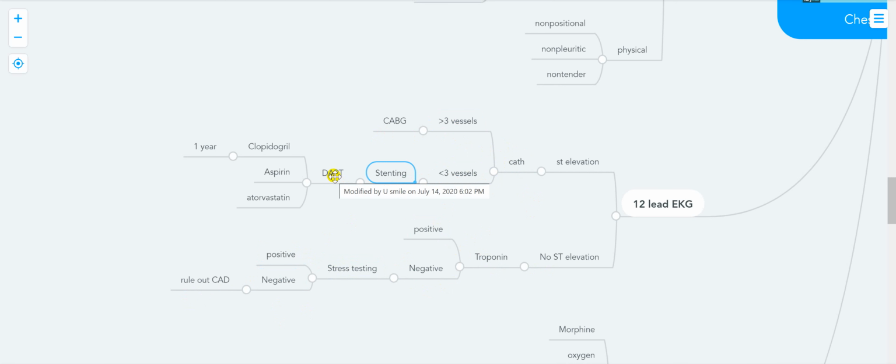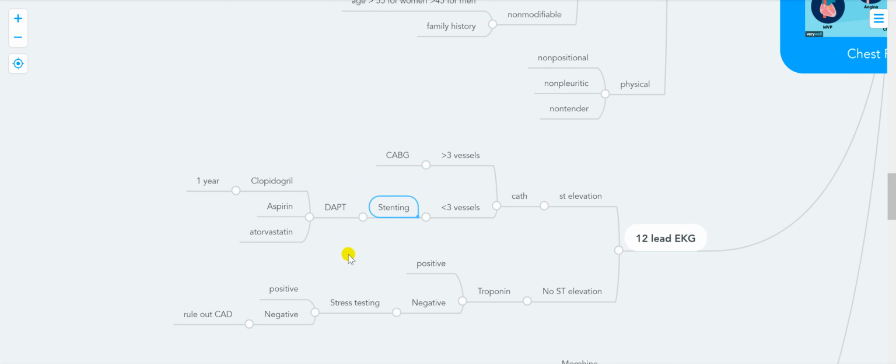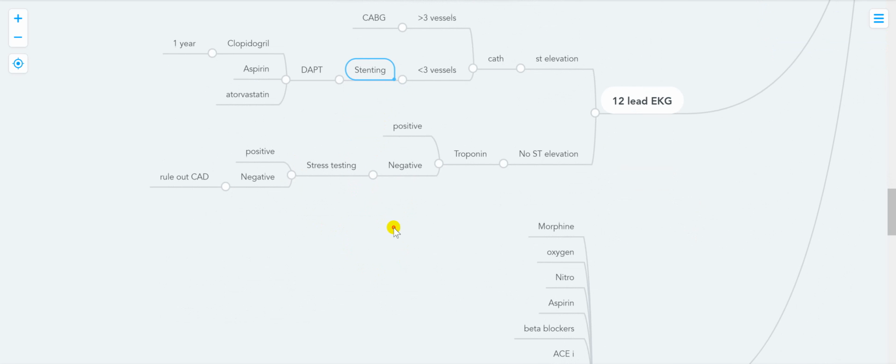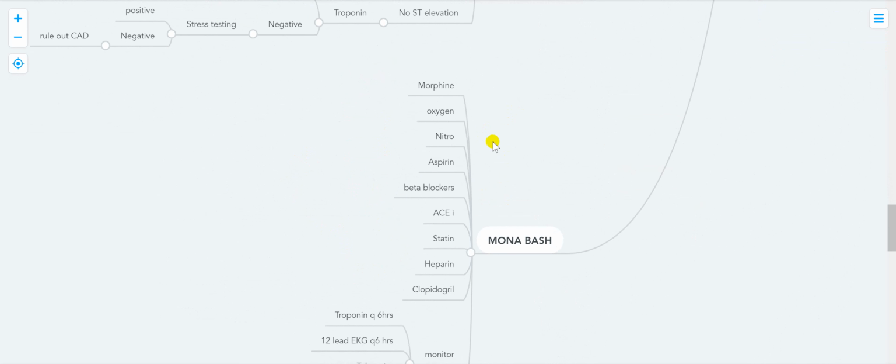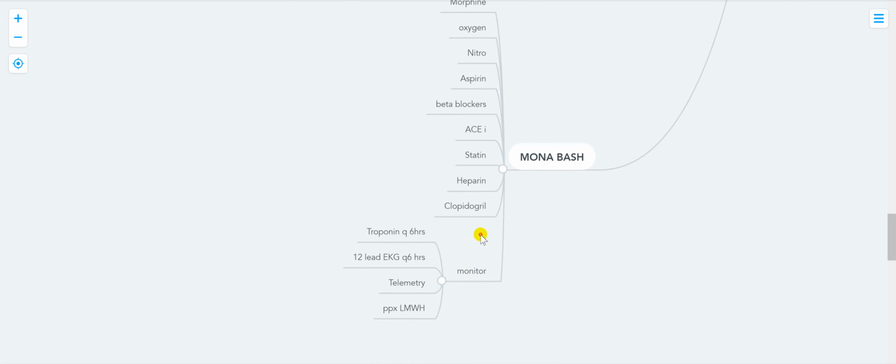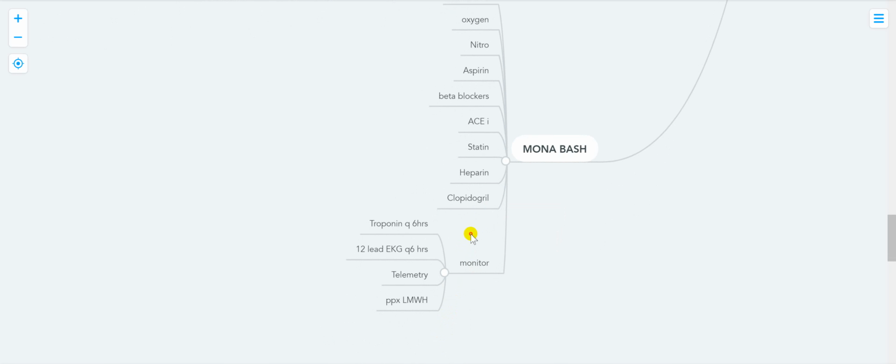After we stent, we do dual antiplatelet therapy, clopidogrel plus aspirin. I like the name of clopidogrel, like it sounds fancy, I don't know why. So, at the same time, we gotta treat him with MONABASH, which includes morphine, oxygen, nitro, aspirin, and BASH stands for beta blocker, ACE inhibitor, statin, heparin, doc, this plus clopidogrel. This mnemonic reminded me of Bashing Mona. Bashing Mona, okay. So we are Bashing Mona. Is this a woman? Okay, that's interesting.